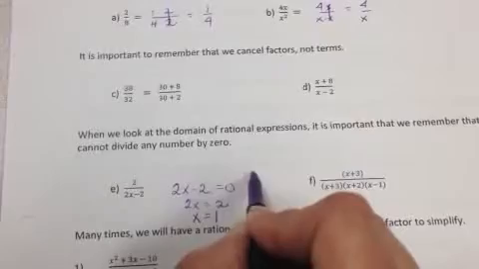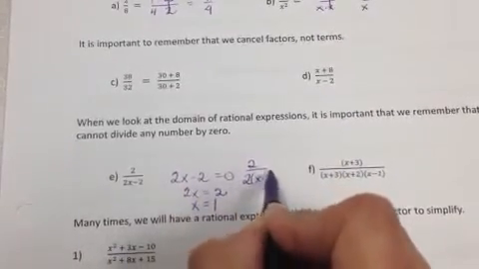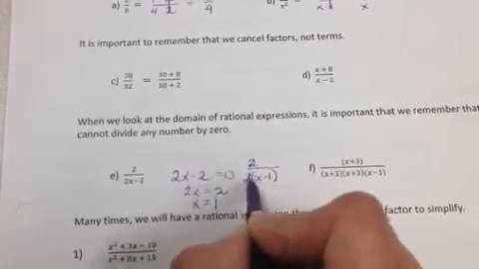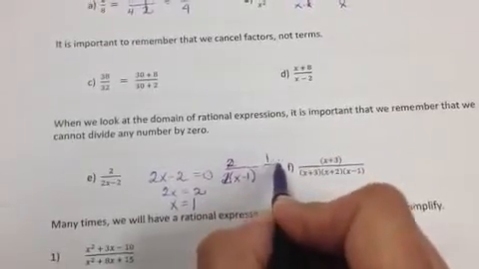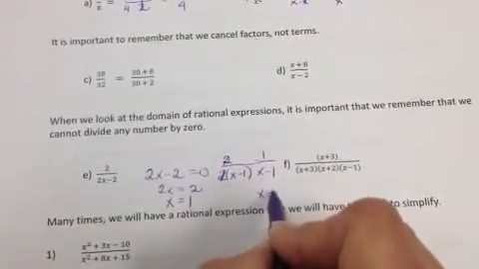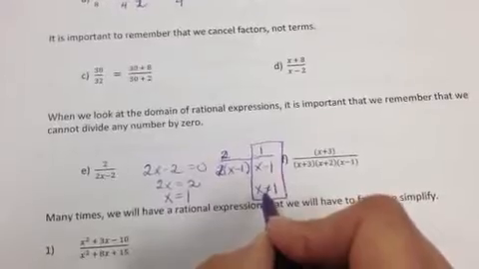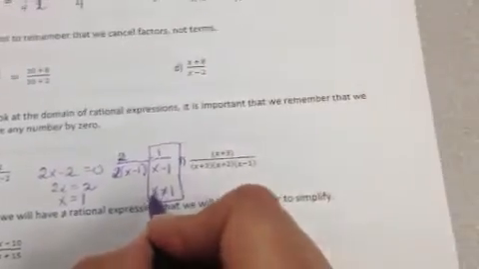Once I factor out what's common, so I'm going to factor out the 2, that's x minus 1. Those two cancel out, leaving me 1 over x minus 1, but I'm going to remember that x cannot equal 1. And that would be simplified, along with what cannot happen in the denominator.